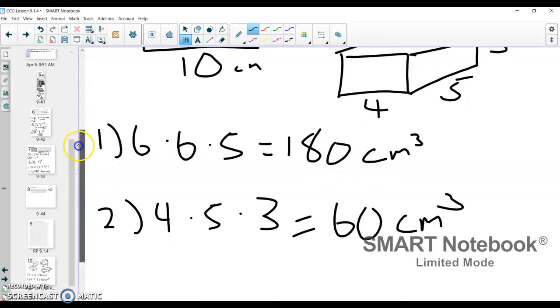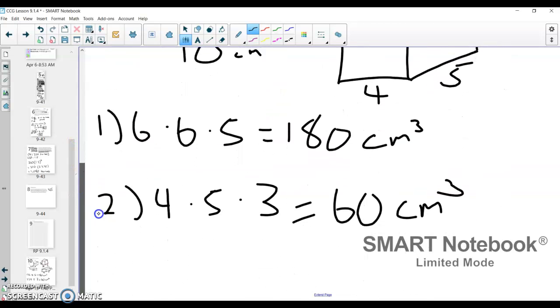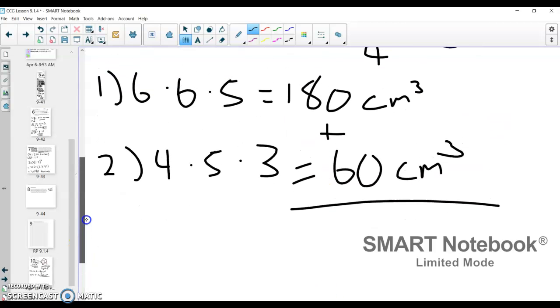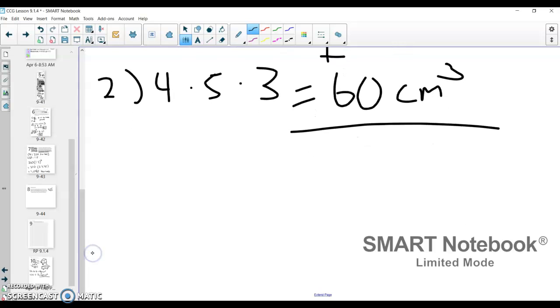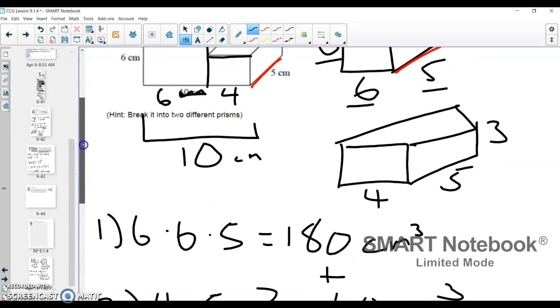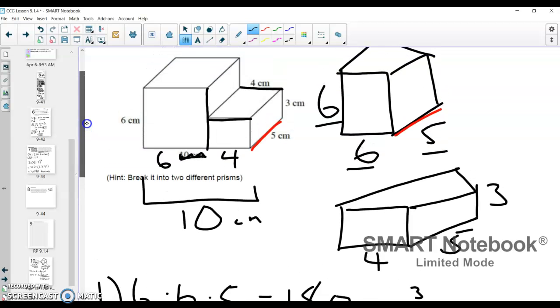Now, I need to put these together to get my entire shape, and so I just add the two volumes together. I add these two volumes together, and 180 plus 60 gives me 240 centimeters cubed as my volume. Okay, that's all I'm going to do for the video. I just wanted to help people out.